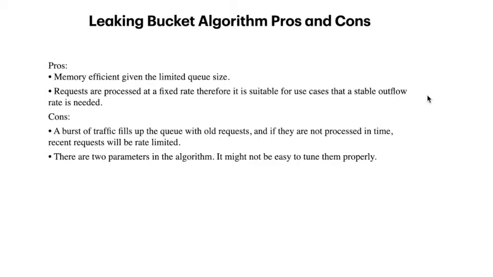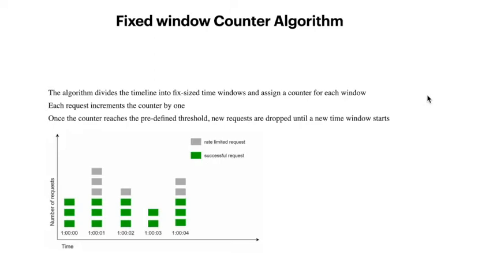But let's move to our next algorithm, which is the fixed window counter algorithm. This algorithm divides the timeline into fixed-size time windows and assigns a counter to each window. Each request increments the counter by 1, and once the counter reaches the predefined threshold, new requests are dropped until a new time window starts.